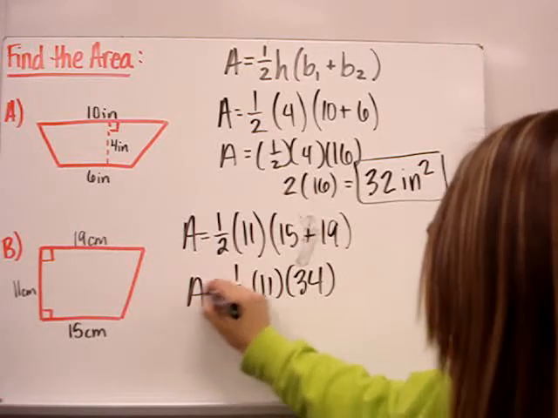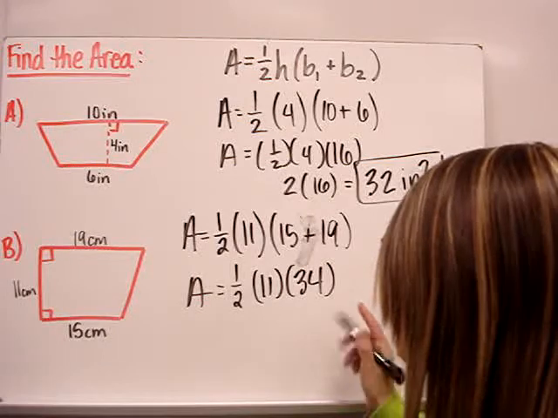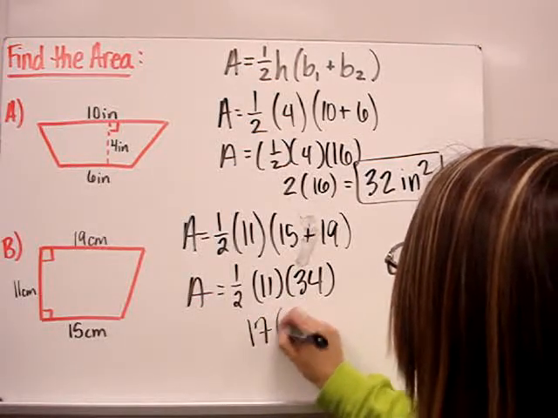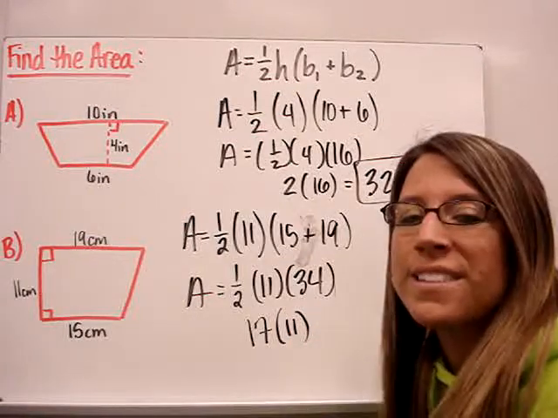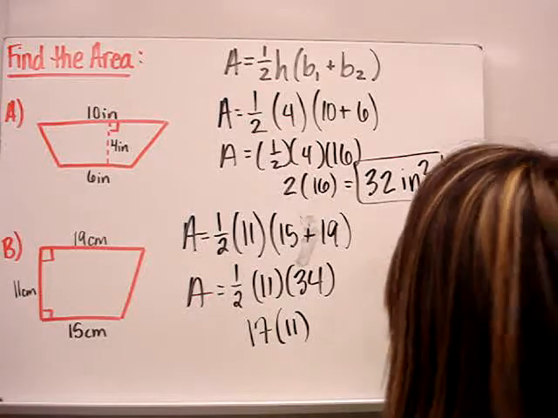Now, I like to find 1/2 of even numbers because it's much easier for me. So if I look at this, I know that half of 34 is 17. So that's going to be 17 times 11. Anybody not paying attention won't know where 17 came from. Way to go, guys. Pay attention, right?